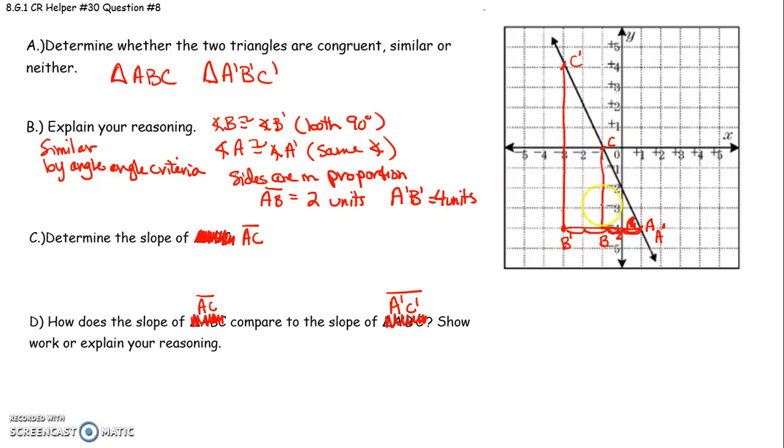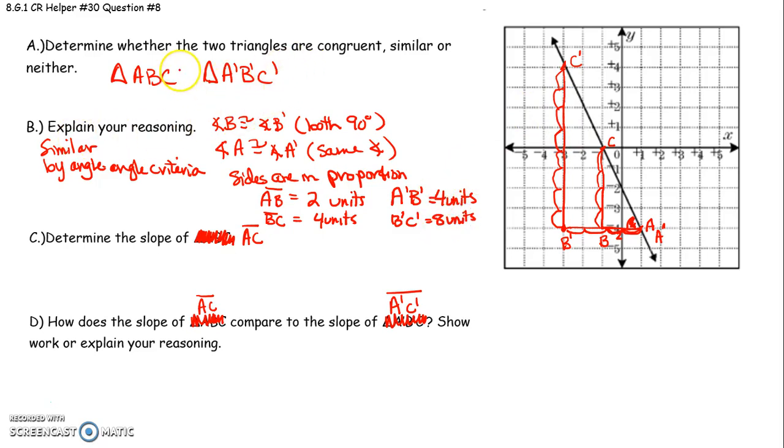Let's make sure the same thing happens for BC. So let's look at BC. That side length is 1, 2, 3, 4. And B prime, C prime better be twice as big, because it looks to me like it's a dilation with a scale factor of 2. So this one better be 8. 1, 2, 3, 4, 5, 6, 7, 8. Yep, 8 units. It's similar.